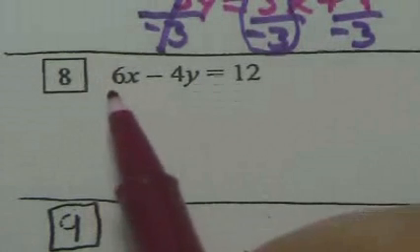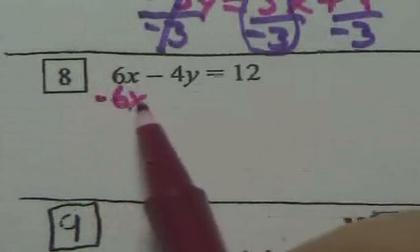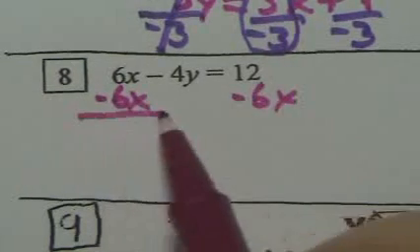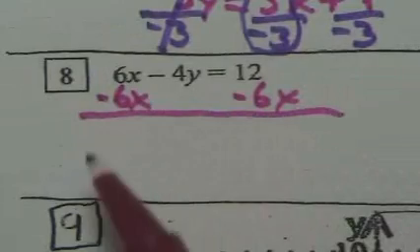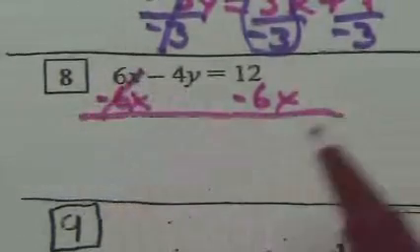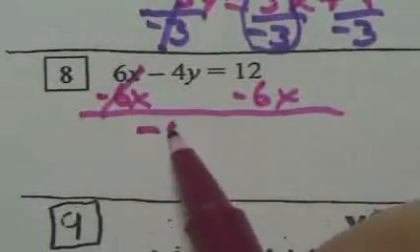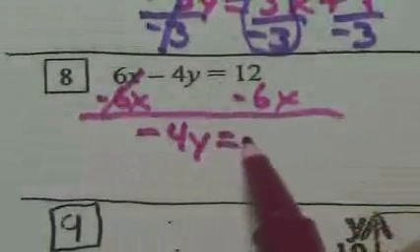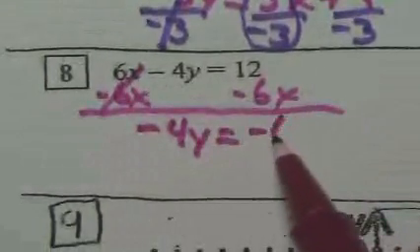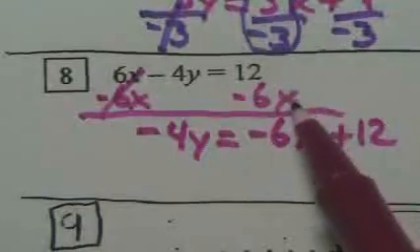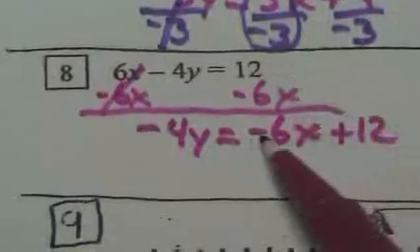Number 8, I want to get rid of the x, so I'm going to subtract 6x. All right, so the 6x's are gone. That's going to leave me with negative, don't forget that minus, 4y equals, bring down the -6x, just bring all this stuff down, and that's a +12. Don't combine them, they're not like terms. Just bring them down.